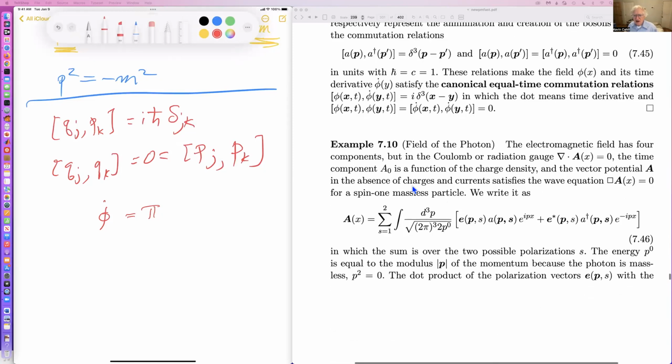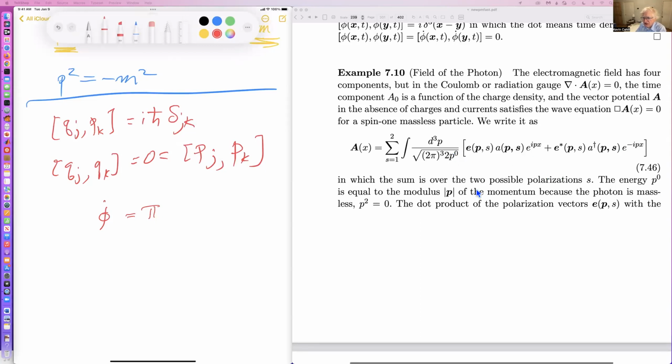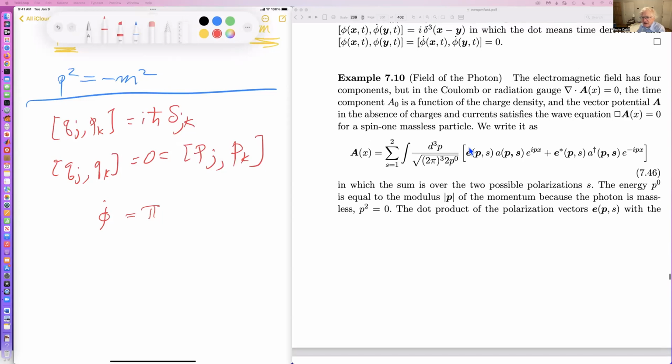Again, these are with h bar equal to 1. For photons, what you have in the Coulomb gauge, for example, is an expansion like this, where this is a 4-vector in which A0 is a function of the charge density. The 3-vector potential satisfies the equation del dot A equals 0.